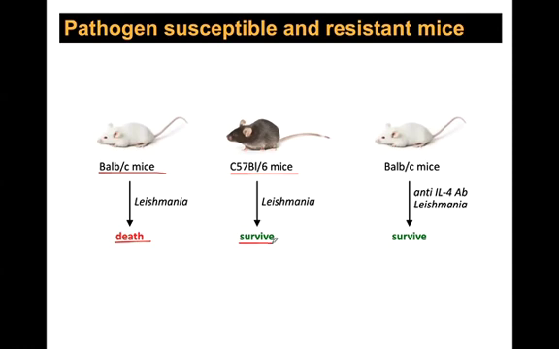And the question was, why is that? And so the experiment was done to take Balb C mice and pre-treat them with an anti-interleukin 4 antibody, or anti-IL-4. So this blocks a cytokine that we know is important for some helper responses. And when you do that, the mice become resistant to infection and survive, which says that IL-4 is a key controller or a key signal for resistance or susceptibility to this infection.